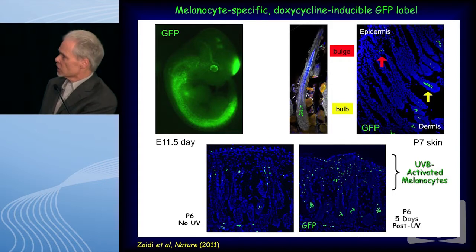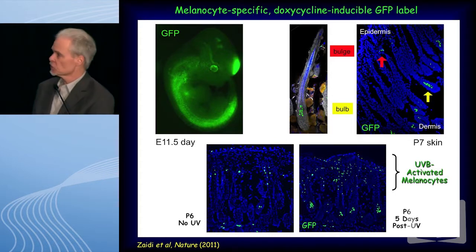And here in adults, you can see a confocal image within the bulb, melanocyte nuclei here, and in the bulge, which has the stem cells for melanocytes. And here's a section through showing the same thing at P7.